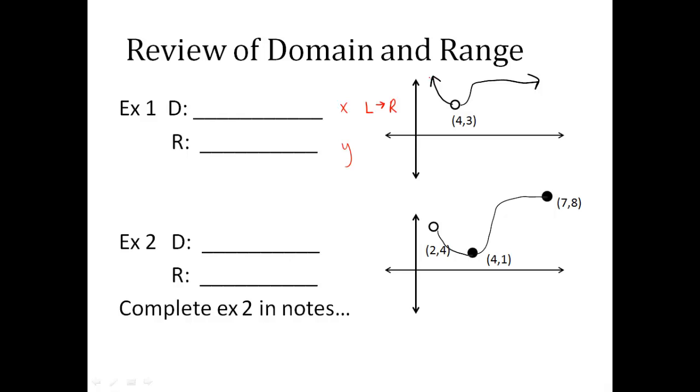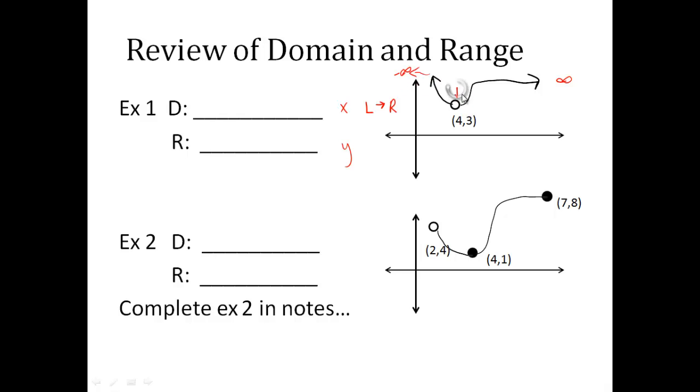The arrow here tells me that it's going all the way to the left. It's continuing on this way to negative infinity. It goes on and on. This arrow tells me it moves all the way to the right to positive infinity. So it tells me there it goes all the way across.